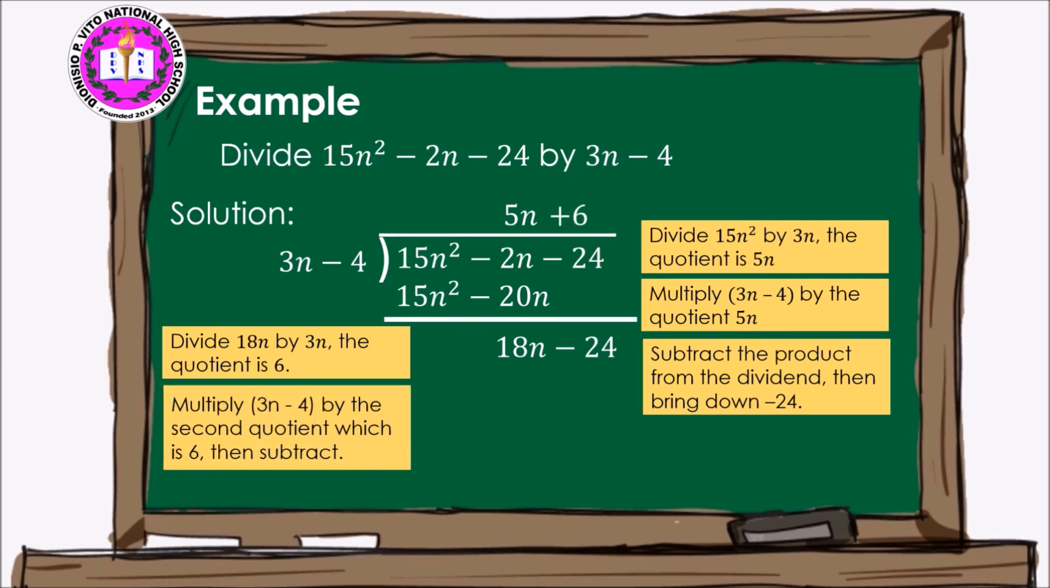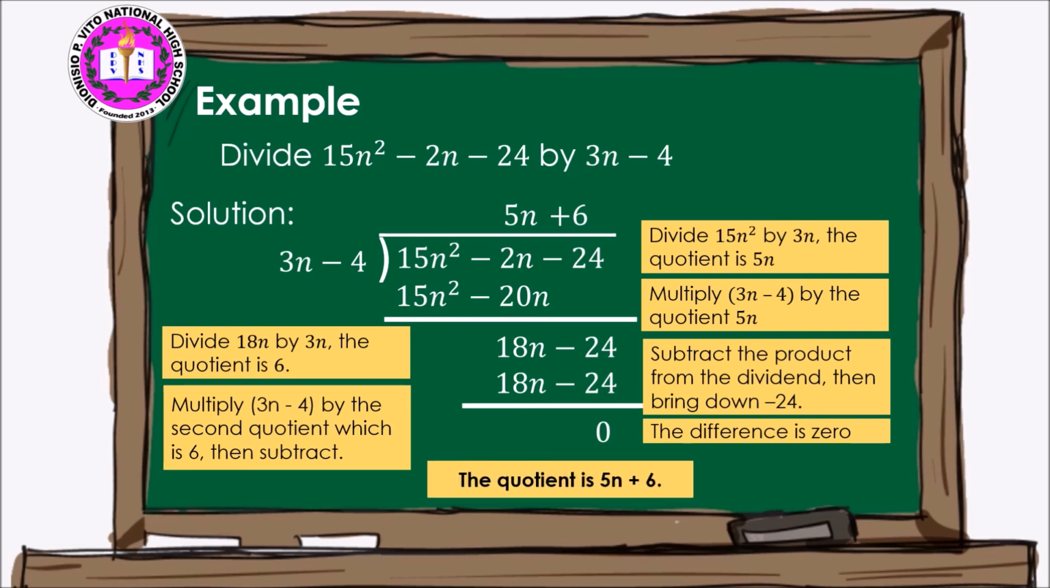Then we're going to multiply 3n minus 4 by the second quotient, which is 6. Then we're going to subtract. So we have 6 times 3n is equal to 18n. Then 6 times negative 4 is equal to negative 24. Then we're going to subtract that. 18n minus 24 minus 18n minus 24. So the difference is 0. Therefore, the quotient is 5n plus 6.